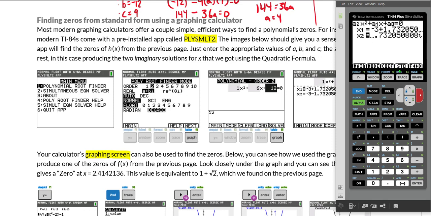Last thing I will tell you, you can switch. This is true of both the newer calculator and older calculator. You can switch between fractions and decimals by hitting this button right here.